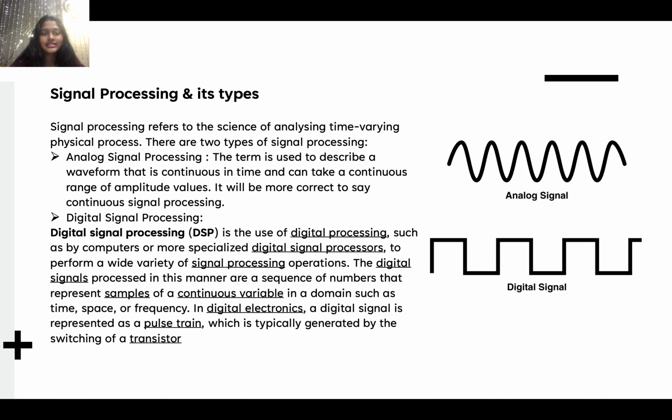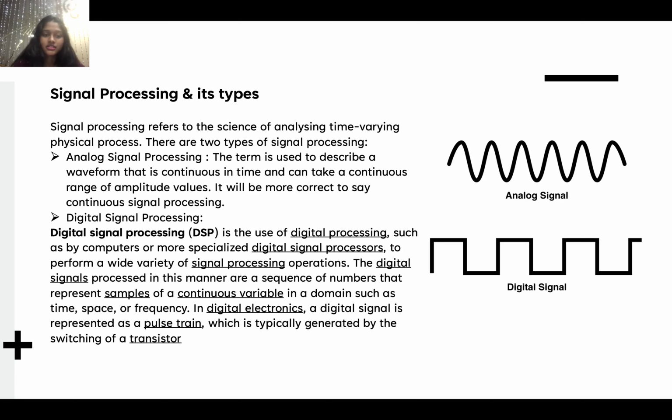Signal processing and its types. Signal processing refers to the science of analyzing time-varying physical processes. There are two types of signal processing: analog signal processing and digital signal processing, which we are going to look at later on. Analog signal processing is used to describe a waveform that is continuous in time and can take a continuous range of amplitude values. It will be more correct to say continuous signal processing.